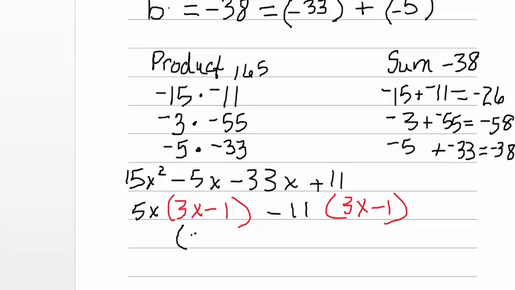So my factorization is 3x minus 1. That's the common factor. I'm using the distributive property in reverse. In first position, 3x minus 1 was multiplied by 5x, and in second position, it was multiplied by negative 11. And this then is my final answer.